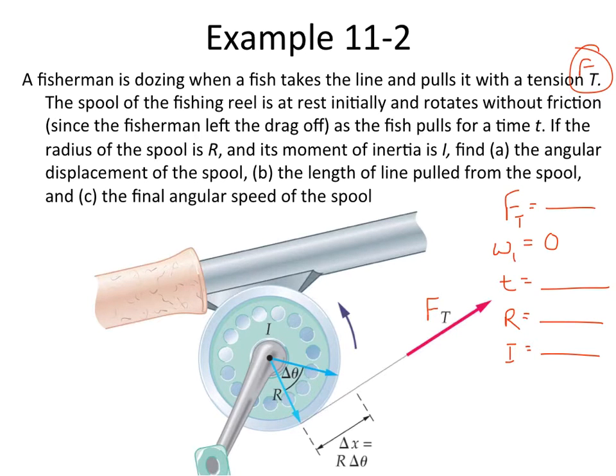And what we want to find is these three values right here. A, we want to find the angular displacement of the spool. So delta theta, in radians, how many radians worth of line just got pulled out as the fish ran with the line. B, we want to find the linear length of line pulled from the spool during this time. That's going to be very closely related to our angular displacement, but we're just going to call that delta x. We want to solve for that. And part C, we want to find the final angular speed of the spool when the fisherman finally realizes it and grabs onto the spool after time t.